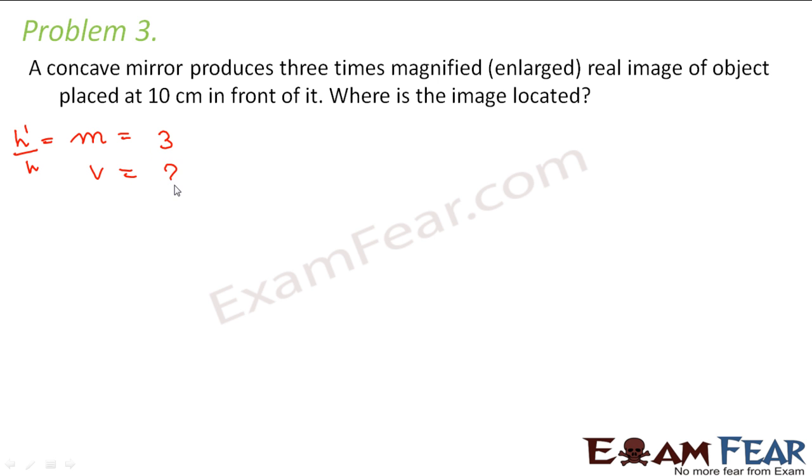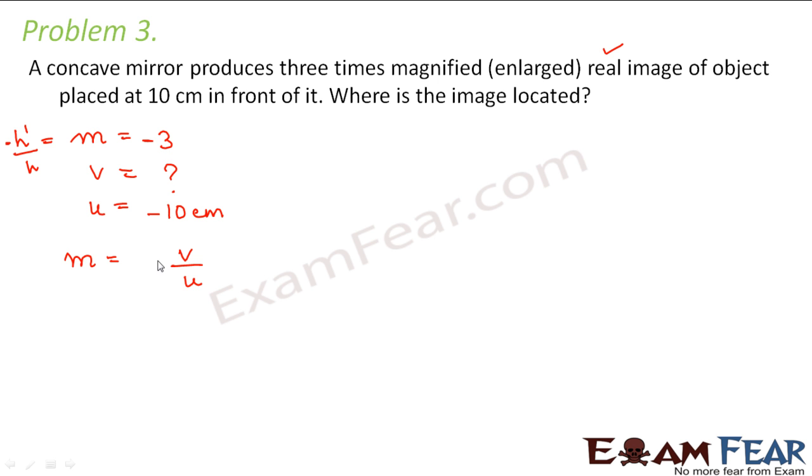We have to calculate the image distance. The object distance is given as 10 centimeters. Now object is always placed on the left hand side of the pole, so it would be negative, right? So now from the definition of magnification, magnification is equal to the image distance divided by the object distance. Now here it says that it produces a real image. That means the real image is always inverted. So your magnification should be negative because h dash will be negative, right? So this magnification becomes minus 3.